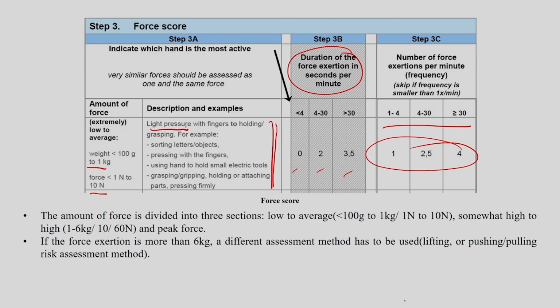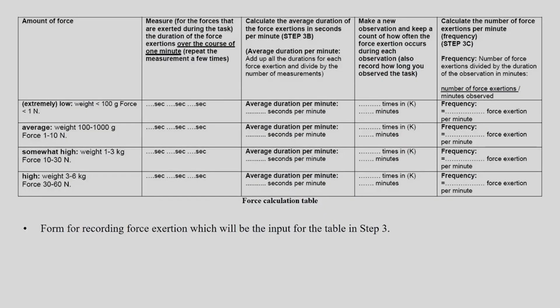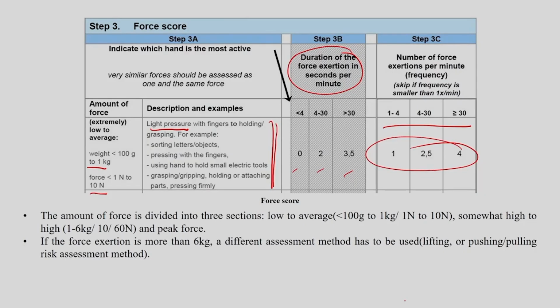In this small activity, you can say this is light pressure. For that you can see the load weight, right? If it is less, then only you can use it, otherwise you may not use it. So regarding the amount of force, this is the kind of detailed description. It's a table, you can go with this and find your exact position. For recording force exertion, this will be the input of table 3. You have to do the force calculation from here, and give the input in this particular table.